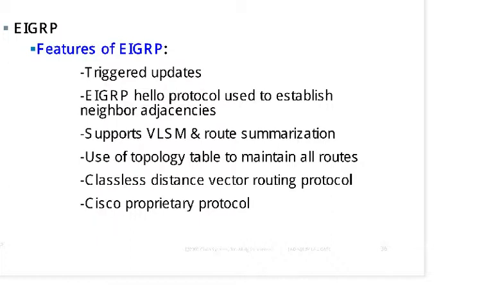Because EIGRP uses, as we said, partial and bounded updates. So I need to know which router I should send this update to. In order for me to do this partial update and bounded update, I have to discover who the neighbors are first. RIP didn't have to do that. Why? Because RIP does not use partial updates. You see what I mean?